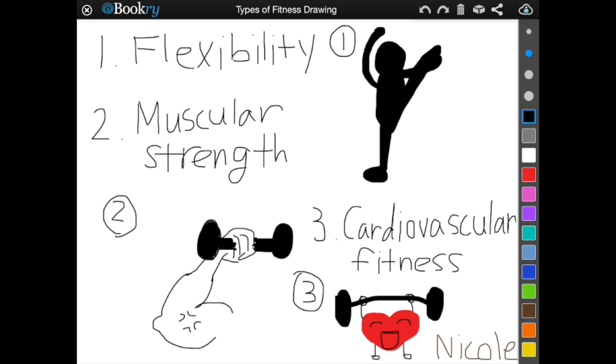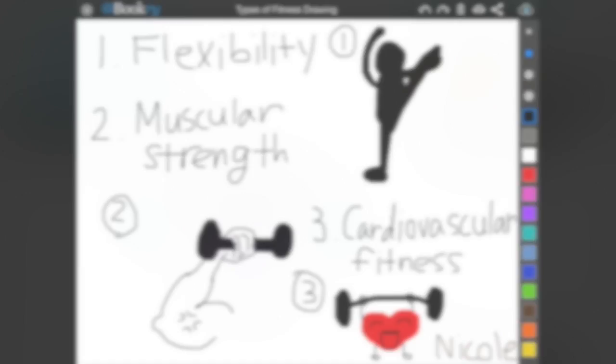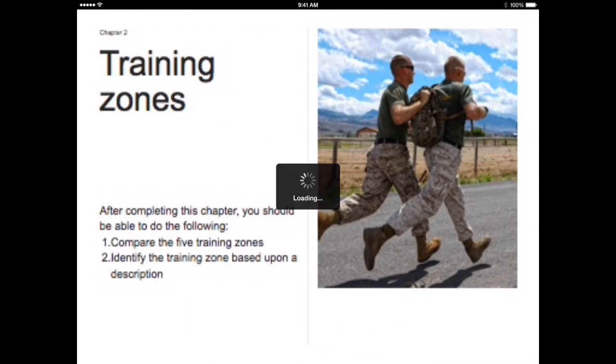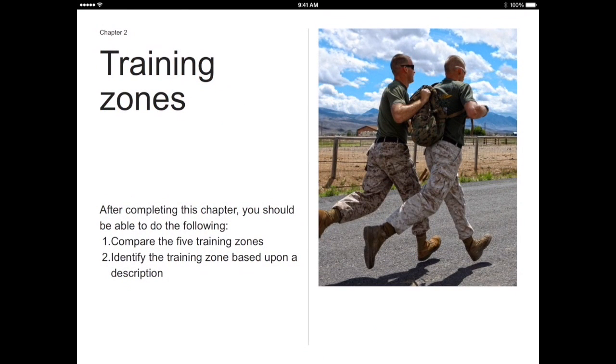These students were asked to draw pictures to represent at least 3 of the components of physical fitness. They were told to label their pictures and then share them with the teacher through the app. Chapter 2 was about training zones.